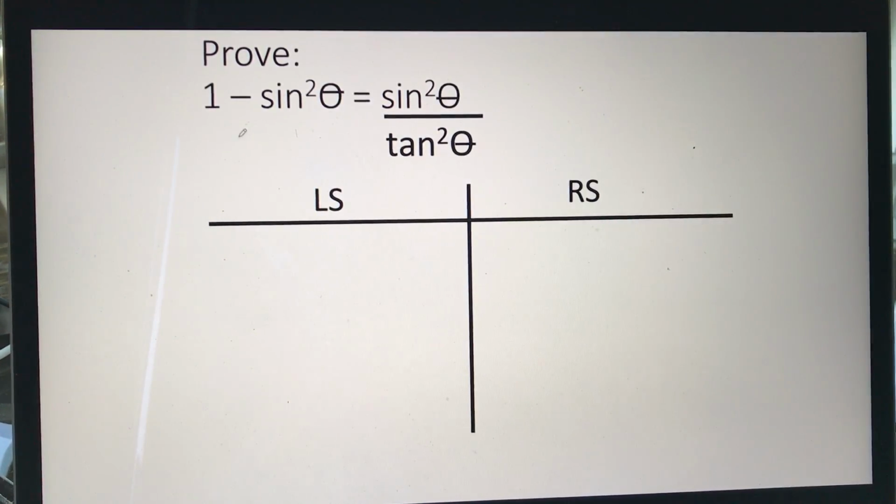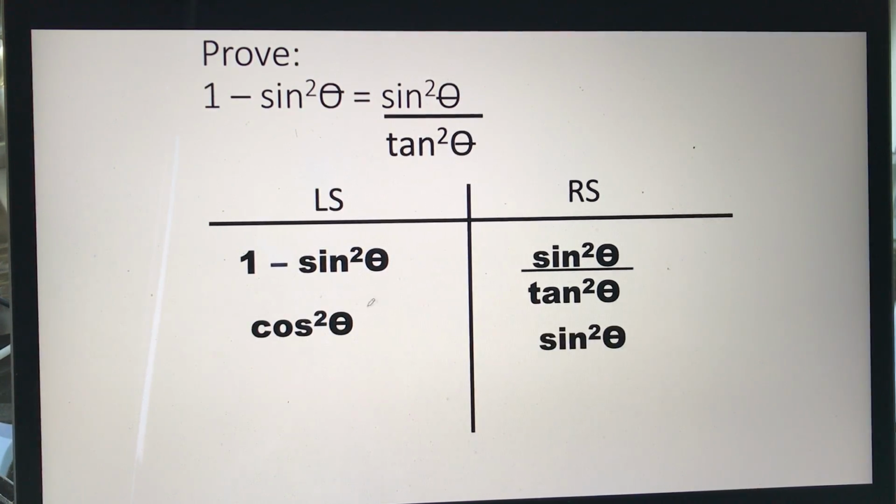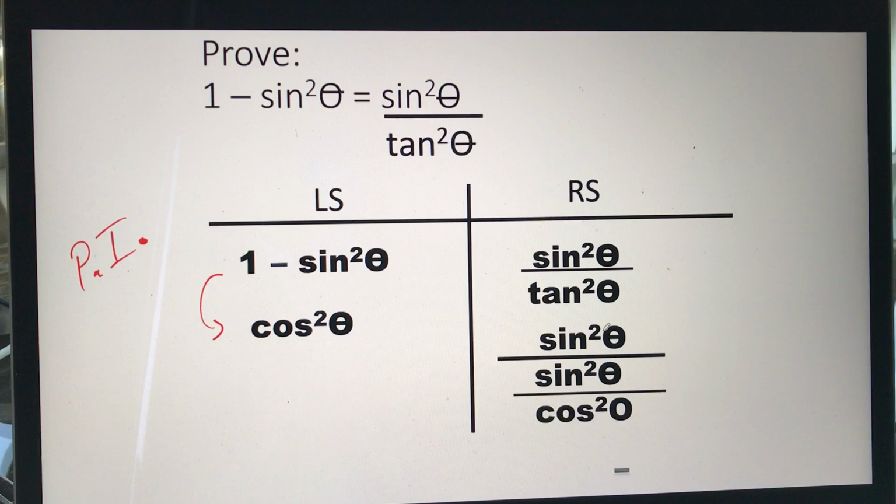How about this one here? Prove 1 minus sine squared theta is sine squared theta over tan squared theta. So I have my left side, I have my right side. On the left-hand side, I've seen this 1 minus sine squared theta. That turns into cos squared theta from the Pythagorean identity. We saw that before. And I'm going to replace tan squared theta with sine squared theta over cos squared theta, because tan is sine over cos.